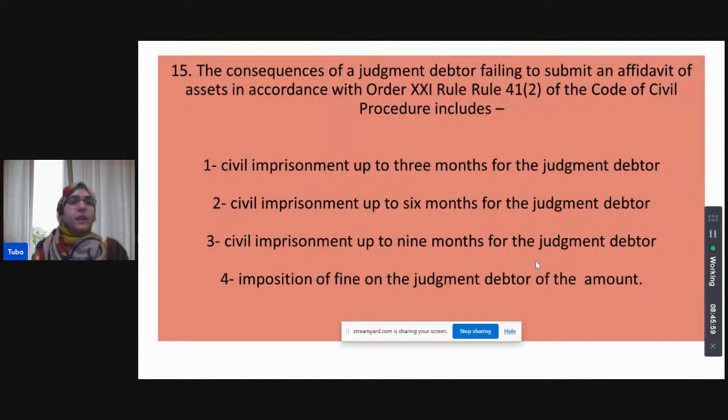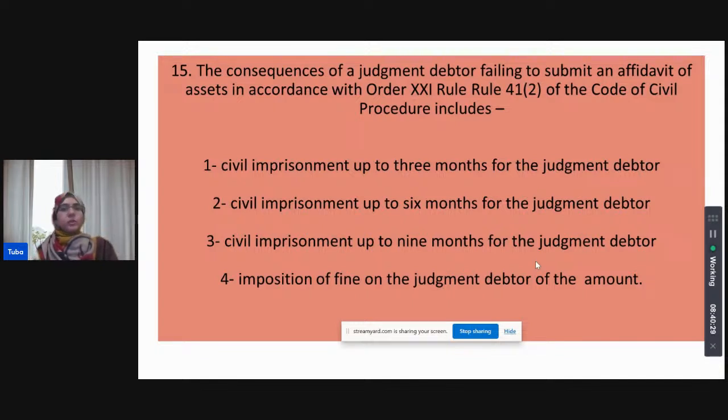Question 15. The consequences of a judgment debtor failing to submit an affidavit of assets in accordance with Order 21, Rule 41.2 of the CPC includes. So, what are the consequences? Now we are looking at the penalties appended. Is it civil imprisonment up to 3 months for the judgment debtor? Is it civil imprisonment up to 6 months for the judgment debtor, civil imprisonment up to 9 months for the judgment debtor, or imposition of fine on the judgment debtor of the amount involved?